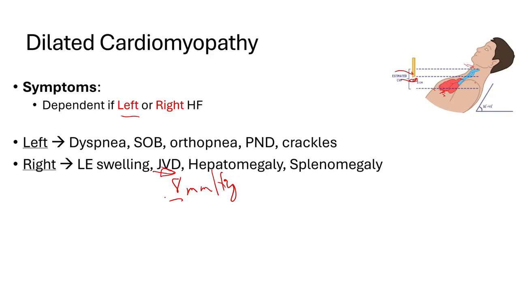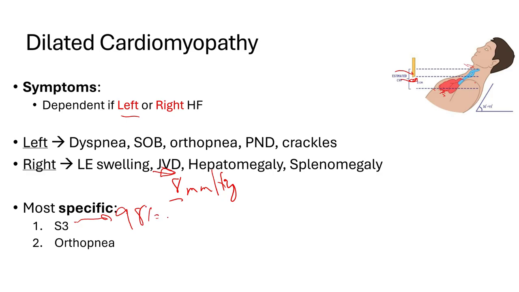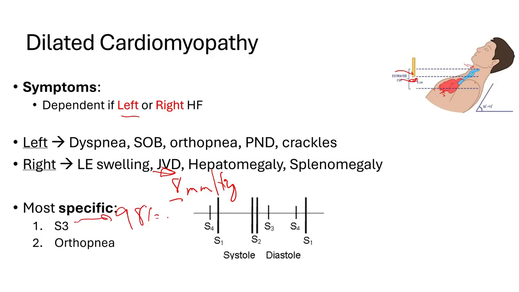So the most specific findings that you want to look for on test day is going to be an S3 heart sound, which has a 98% specificity. Remember, an S3 sound is caused by rapid filling of a volume overloaded ventricle. This typically occurs during early diastole, during filling. This occurs just after S2. So here's S2, here's S3. And it is produced when blood flows quickly into a compliant or dilated ventricle.